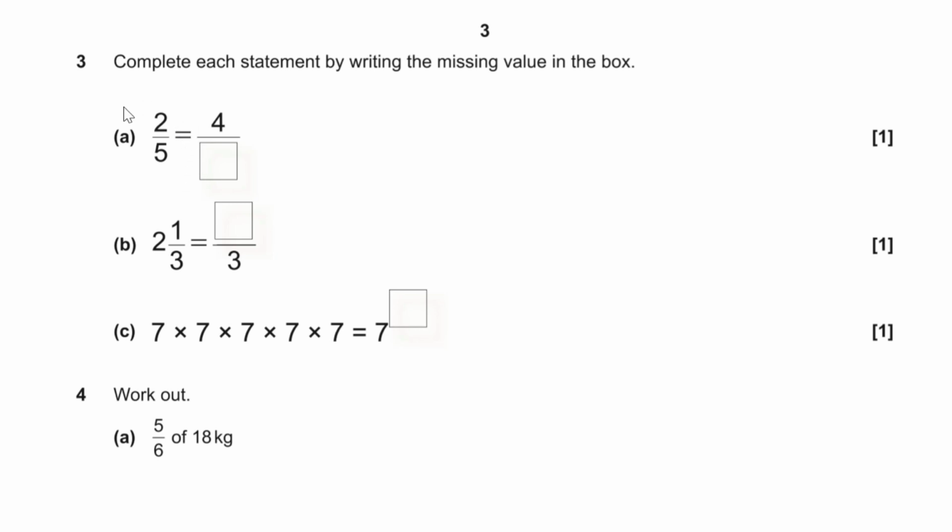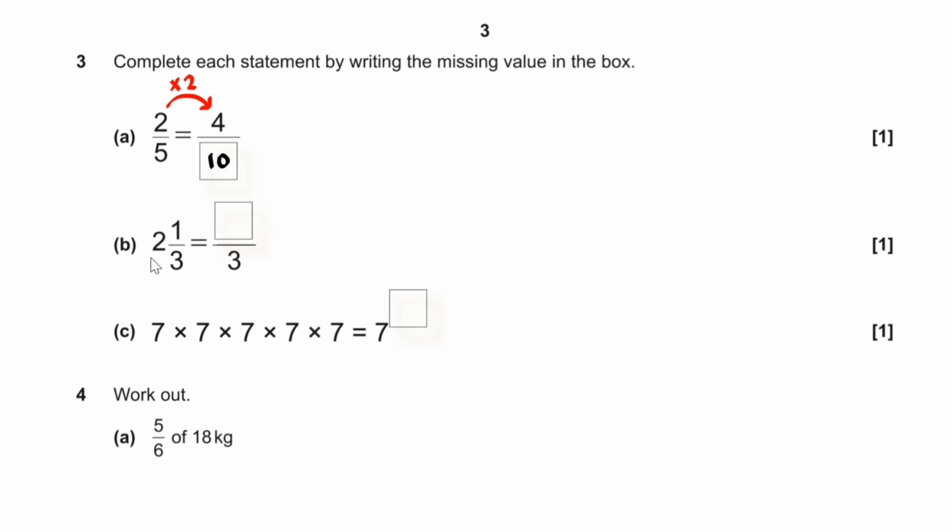Question number 3, we have to complete each statement by writing the missing value in the box. Well, we've got 2/5 being equal to 4 over something. You can see to go from the 2 to the 4, we have to multiply by 2, and therefore 5 times by 2, that's equal to 10. So 4/10 is equal to 2/5.